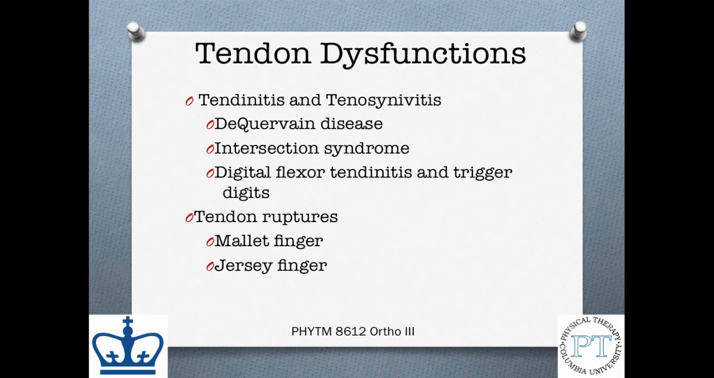We are now going to move on to tendon dysfunctions. So we'll first talk about tendonitis and tenosynovitis, specifically covering common tenosynovitis, and we'll talk about DEQUERVAIN, intersection syndrome, as well as digital flexor tendonitis and trigger digits. And then we'll move on to tendon ruptures, including the most common one, a mallet finger, as well as the jersey finger.